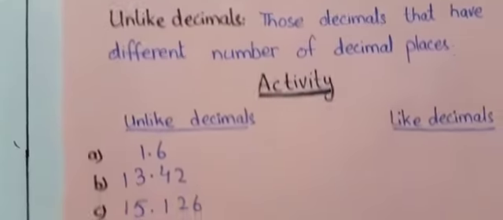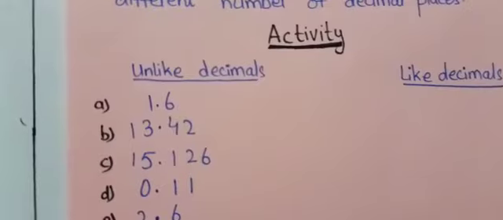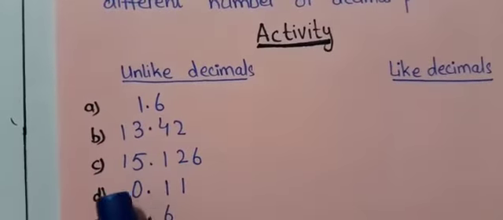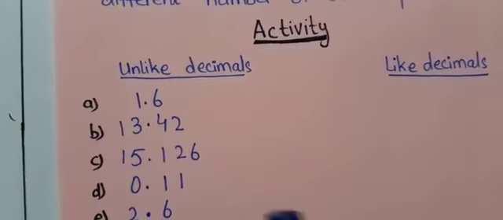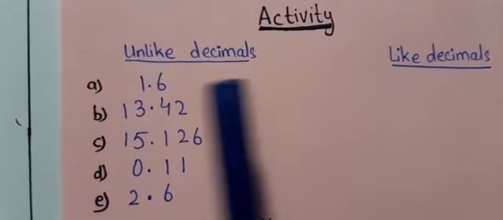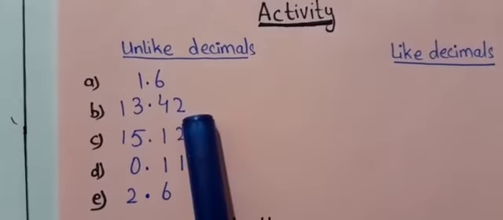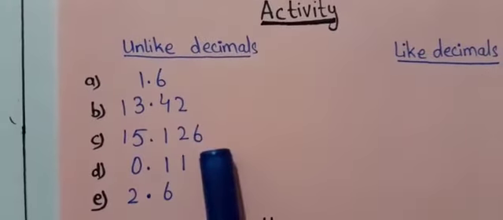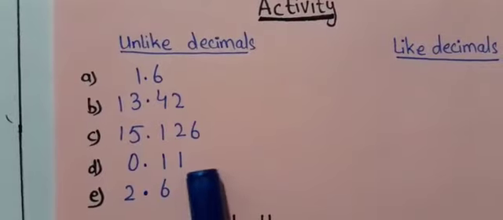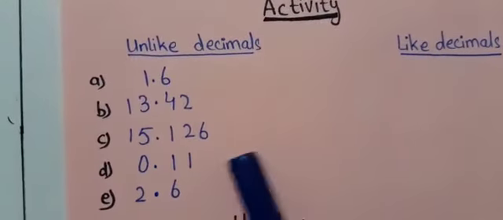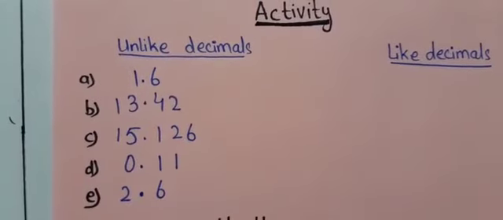Let us do an activity. Here you can see these are unlike decimal. 1.6, 13.42, 15.126, 0.11, 2.6. You can see it has one digit, so one decimal place. It has two digits, so two decimal places. Three digit, three decimal places. Two digit, two decimal places. One digit, one decimal place. So what we have to do, we have to change them in like decimal first.